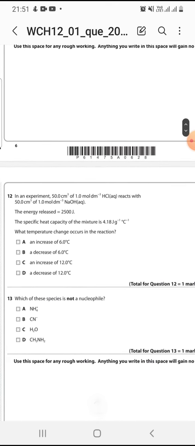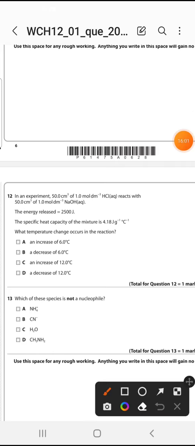Question number 12. In an experiment, 50 cubic centimeters of 1 mole per cubic decimeter aqueous HCl reacts with 50 cubic centimeters of 1 mole per cubic decimeter sodium hydroxide. This is easy because the same number of moles are given, so there is no need to calculate the number of moles. The energy released is given. They ask what temperature change occurs in this reaction. So easy.